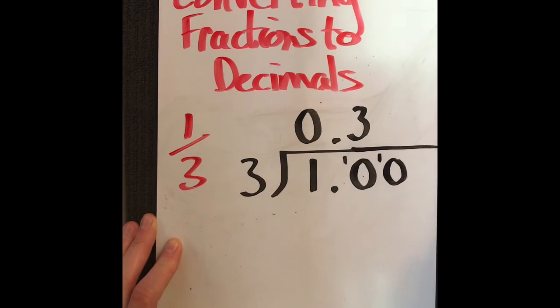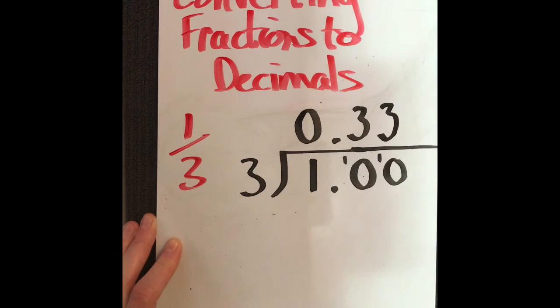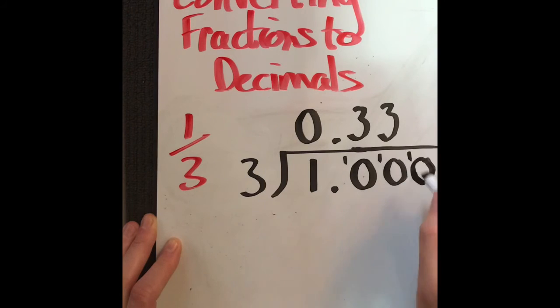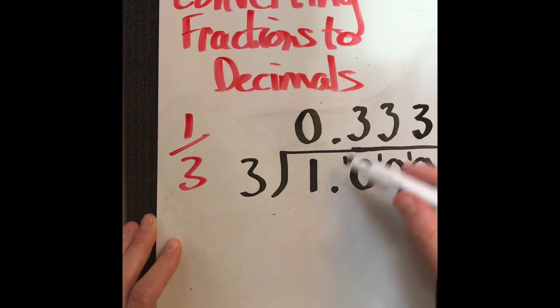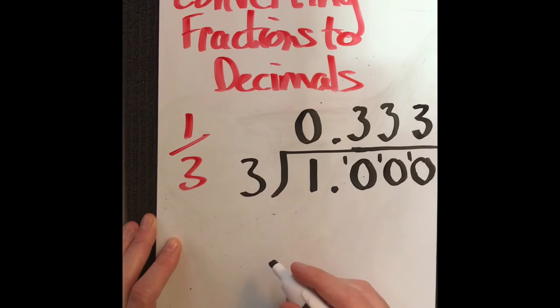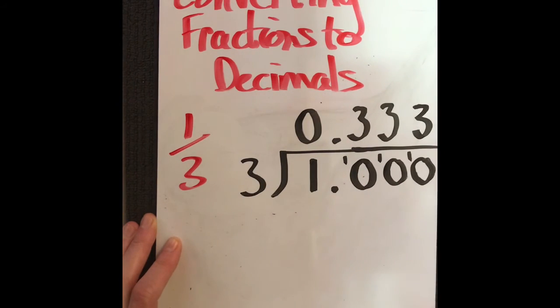Let's extend it. Pop down our 0, 1 remainder. 3 goes into 10 3 times, and I can see there's a pattern, and to be honest, sometimes you just get patterns like that, and sometimes when fractions are converted into decimals, they can just look like this and they can keep on going and going and going.